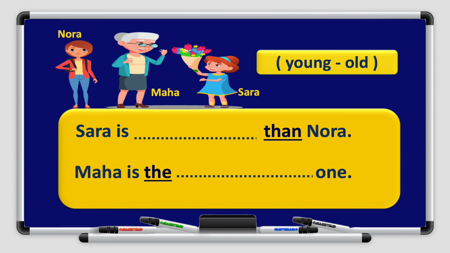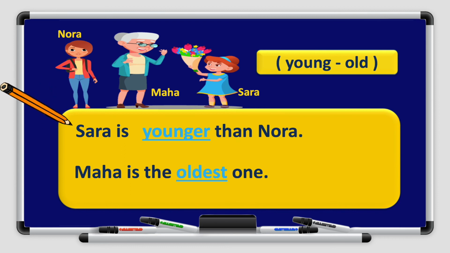Take a look at the photo. We have young, old. Sarah is space than Noura. Maha is the space one. I'm going to give you a minute. Sarah is younger than Noura. Maha is the oldest one. One more time. Sarah is younger than Noura. Maha is the oldest one.